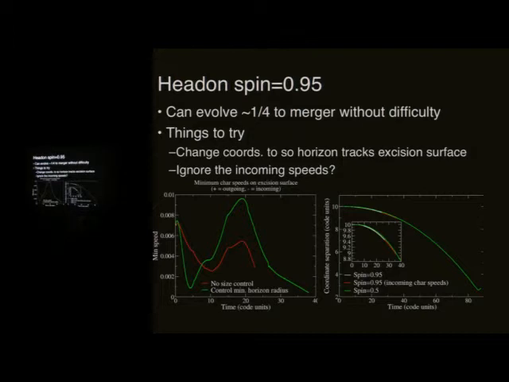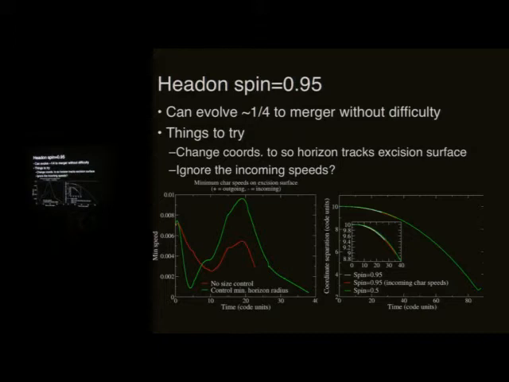This red curve is just a continuation of the white curve. The characteristic speeds are not positive on the excision surface, and I just didn't worry about it. I put just some trivial boundary condition there that just doesn't do anything. The characteristic fields just do whatever they do. And this was able to evolve. This also is a little bit out of date. I've been able to evolve this farther than the green curve, so up to about time 45 in these units.